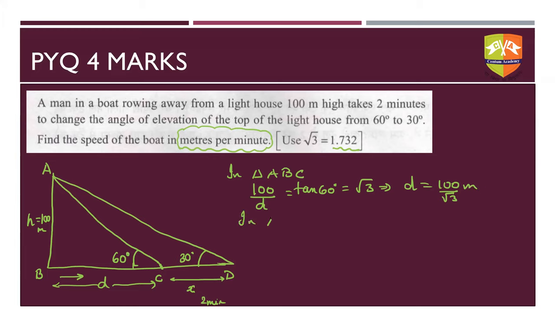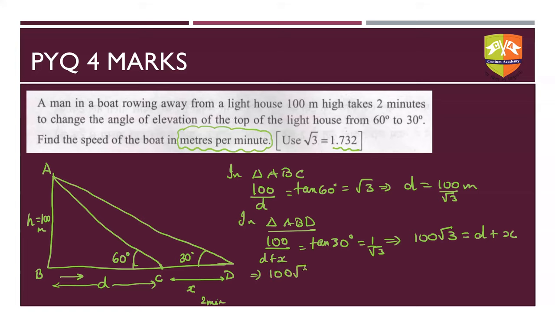Now, in triangle ABD, 100 upon d plus x is tan 30 degrees, which is 1 upon root 3. This implies 100 root 3 is equal to d plus x. Now you can find x from here. d you already know, so substitute it: 100 root 3 is equal to 100 upon root 3 plus x. So x will be 100 times root 3 minus 1 by root 3. This is the third time we are doing this calculation, so you must be remembering it now. So this is 100 into 2 by root 3, so 200 by root 3. Isn't it?